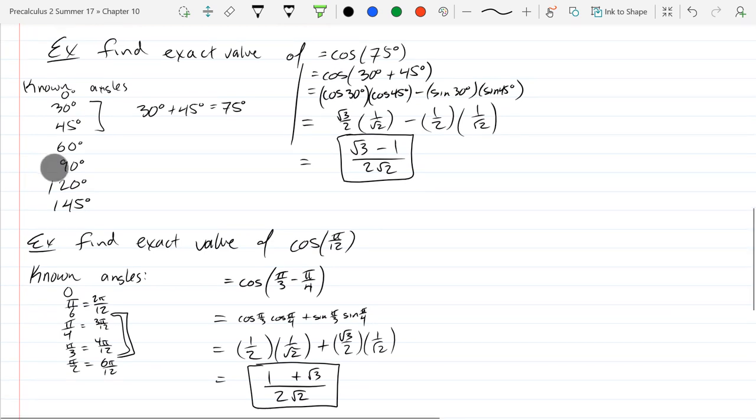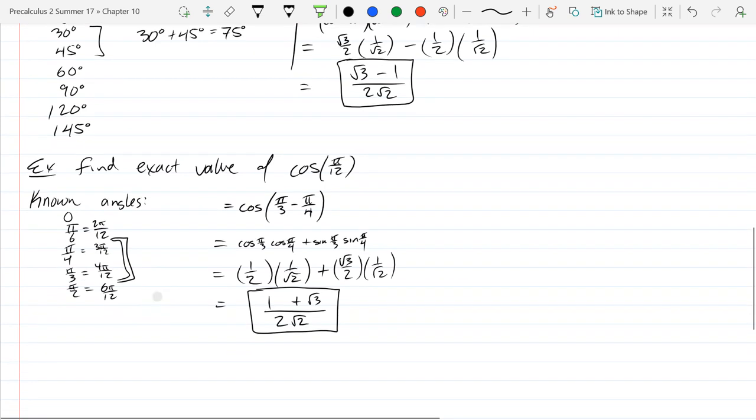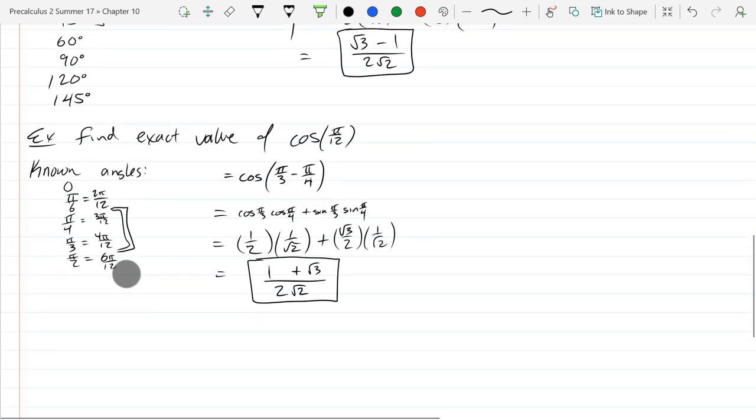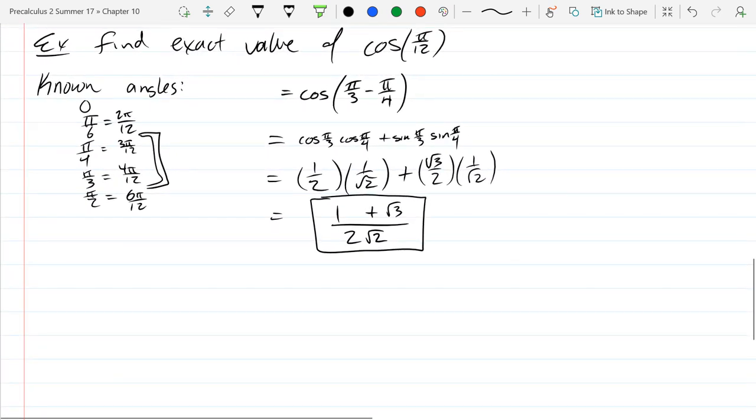All right, so that is our exact value problems. We're going to do one more right now. Well, let's write: find and simplify.